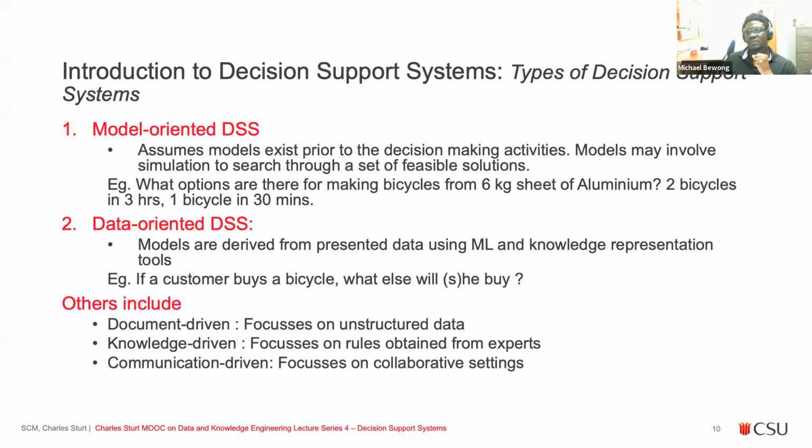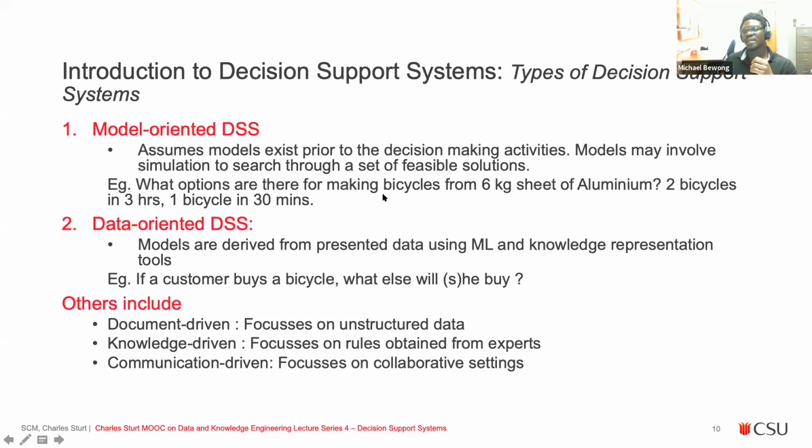In the model-oriented decision support systems, we assume that the model exists prior to the decision-making activity. So generally, these models will rely on simulation tools to search through a set of feasible solutions to get you an, so to say, optimal solution. So for example, if we say, what are the options of making bicycles from 6 kilograms of aluminum sheet? Well, there could be two options: 2 bicycles in 3 hours because the machine has to cut carefully, or 1 bicycle in 30 minutes because the machine does not care how to cut the material. So in that sense, the decision maker can take this information and then make a decision.